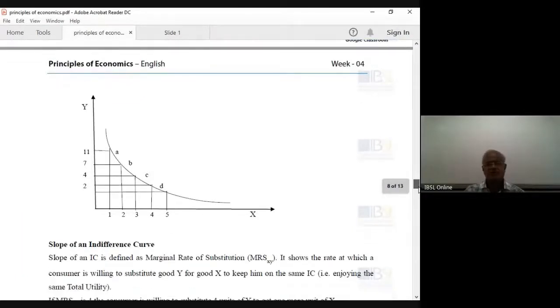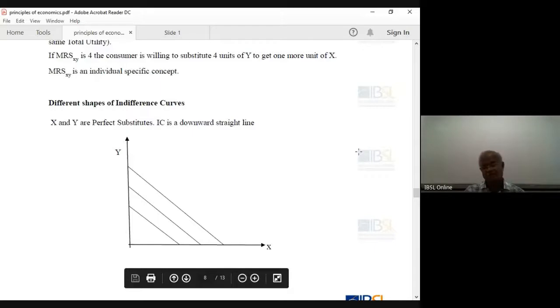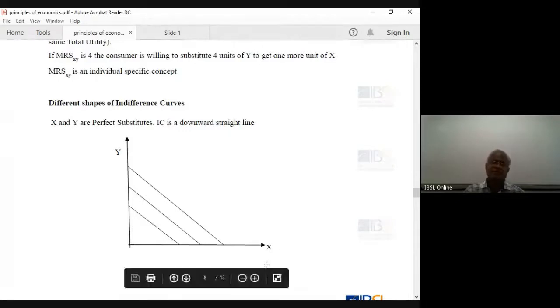Then the different shapes of the indifference curve. We said the perfect substitutes: indifference curves are a set of downward sloping straight lines. The higher the indifference curve, the higher the utility. They do not intersect. Then we took the example of a colorblind consumer, the red pens and blue pens. Now what will happen?